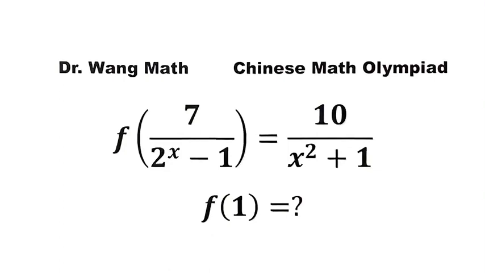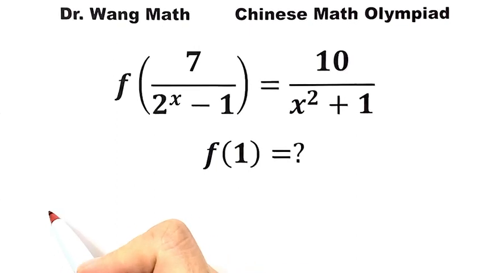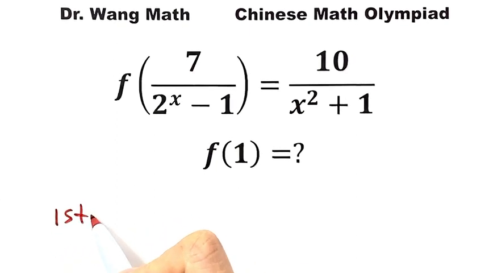In this video, we'll be solving this functional problem. Given f of 7 over 2 to the power x minus 1 equals 10 over x squared plus 1, what is f of 1? We can use two methods to solve this question. Let's see the first method.